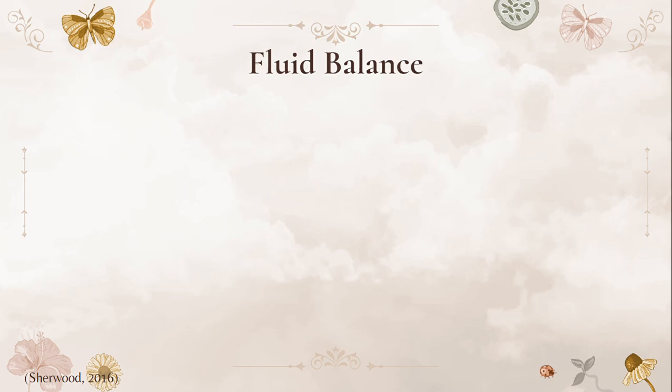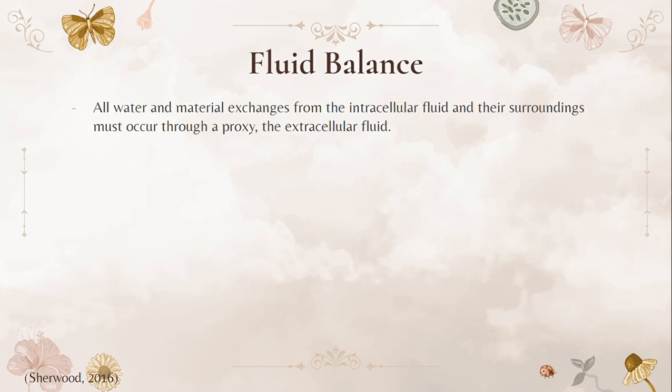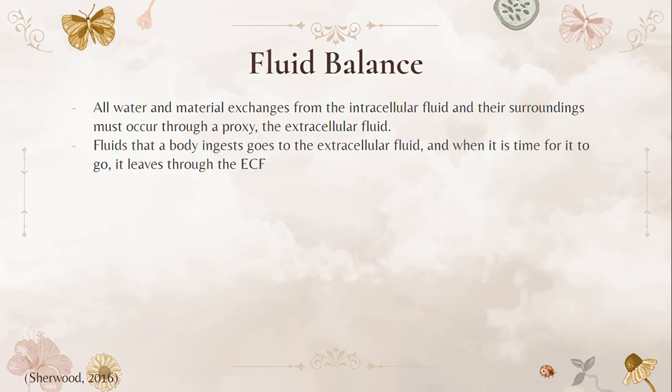Now, how does the body maintain a balance of fluid? All materials and water have to be exchanged within the intracellular fluid through the extracellular fluid. They can't occur by themselves. They have to use a proxy, which is the extracellular fluid, which allows for water, gas, and material exchange between the cells and their surroundings. So when a person drinks water or lemonade, that water goes into the extracellular fluid, is taken to wherever it needs to go, and then when it's time for it to go, it leaves through the extracellular fluid.